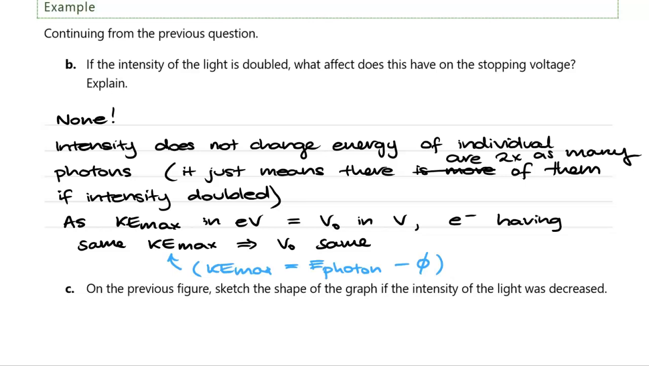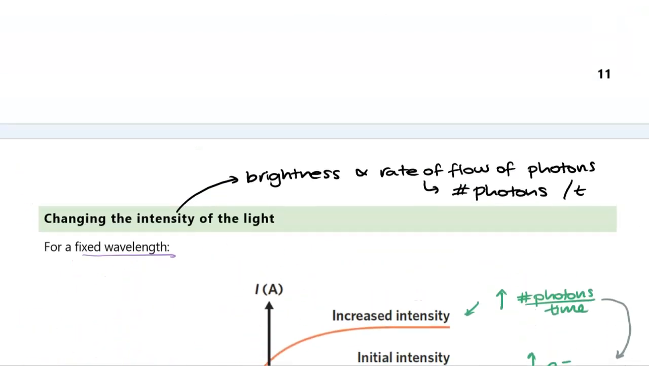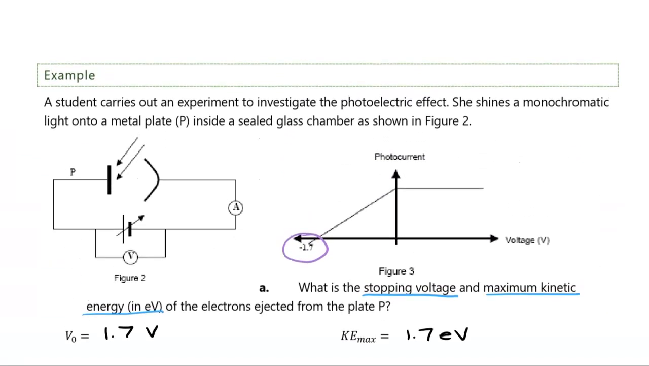Part C is asking us, sketch the shape of the graph if the intensity of light was decreased. We need to read that carefully because part A is talking about the intensity doubling. Part C is asking if it decreased. Going back to this previous graph that we had, if the intensity of light decreased, we don't need to put a particular value here. Let's just put a smaller maximum photocurrent.